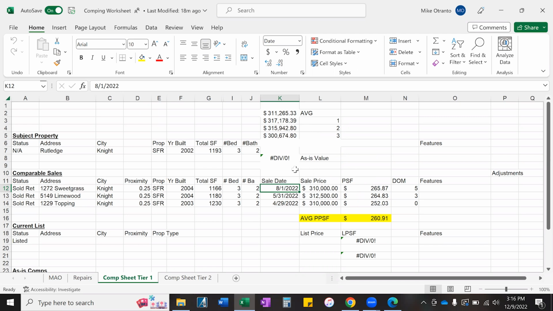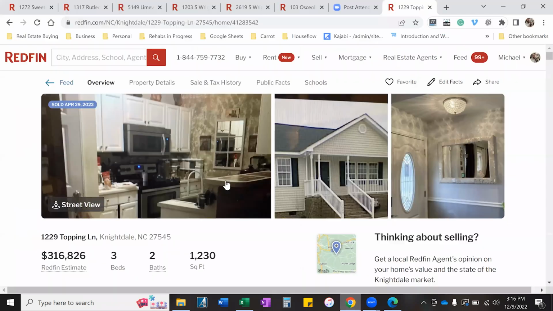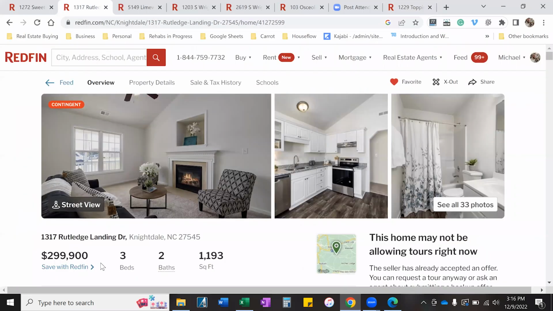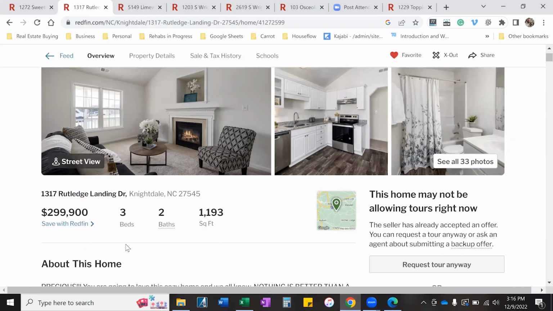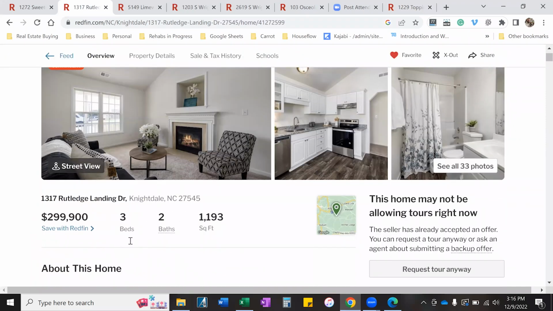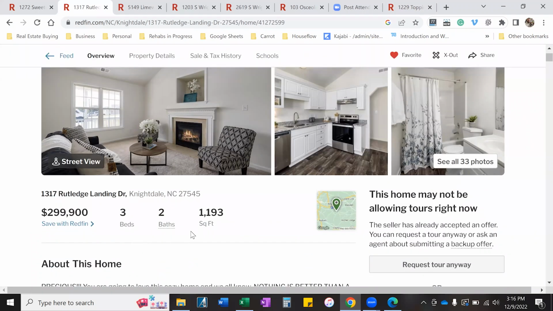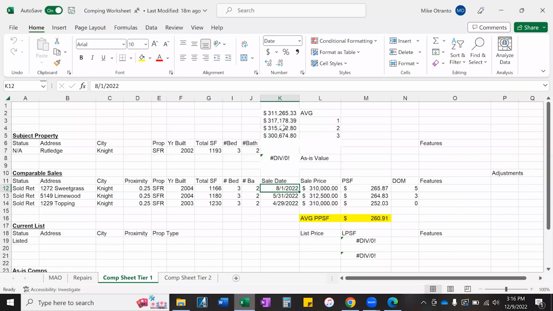Now a note on the overall direction of the market. As you can see here, let me come down. I sold this at 299, but that doesn't include the financial concessions that I made. So I actually sold this for a net of 295. Why? Well, last year, had this been the crazy appreciating market that we had, I would have been able to sell this probably at 325, but now the market is changing.